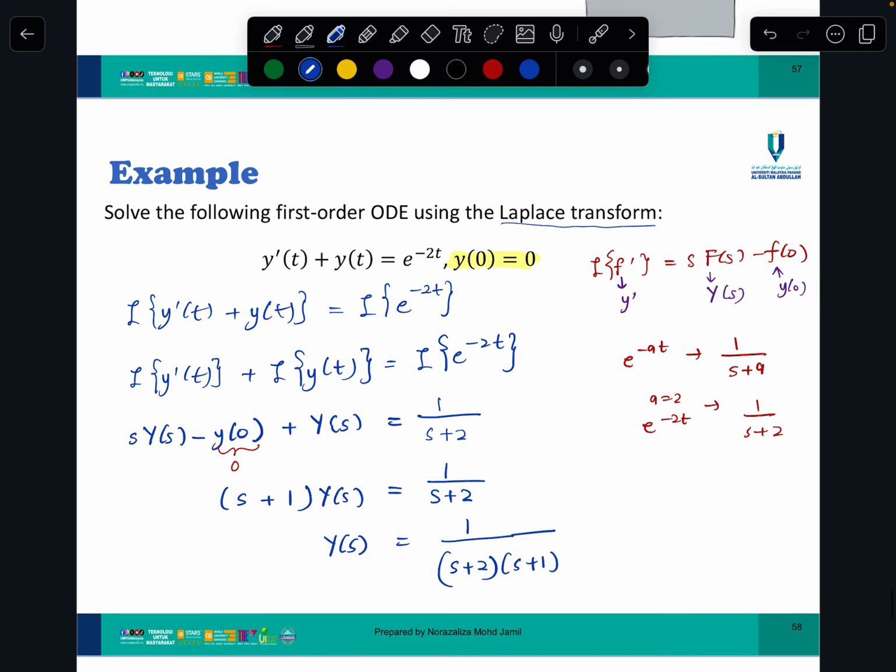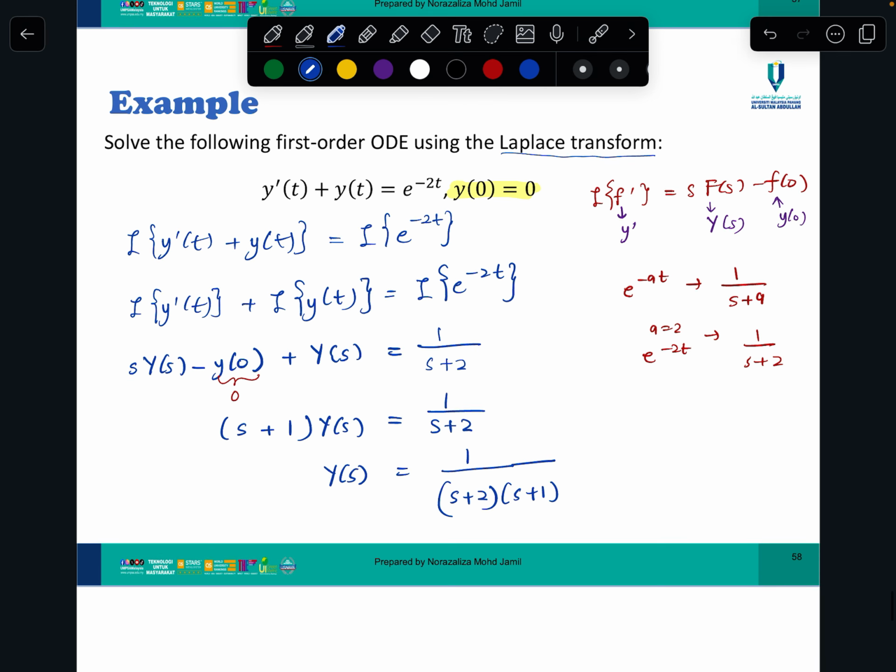So this is your Laplace in frequency domain. You need to find y(t), not capital Y(s). So the next step is to solve this. Since Y(s) is in the form of a fraction, you can apply partial fraction to that.